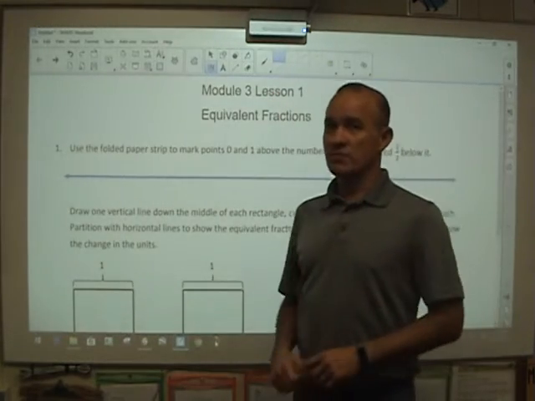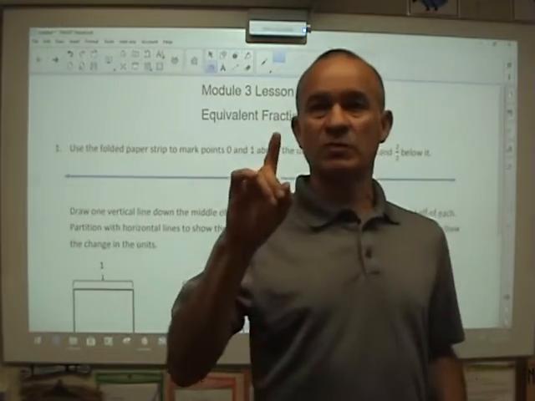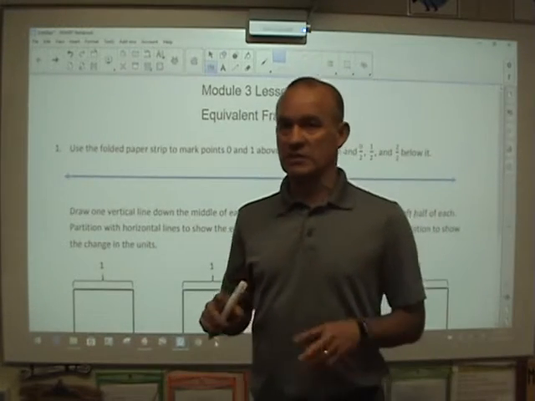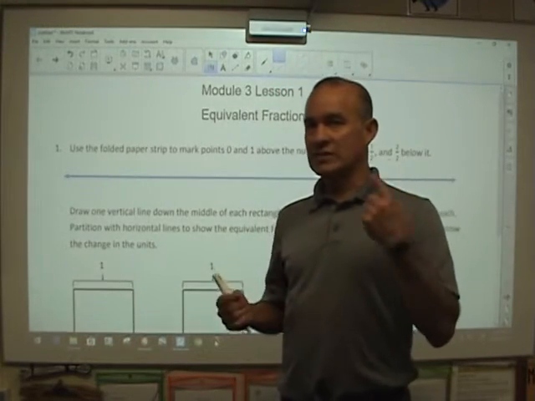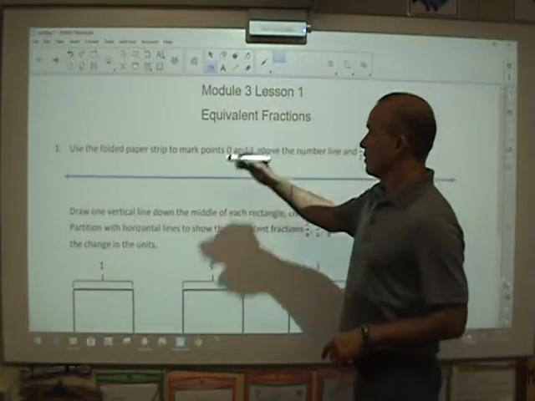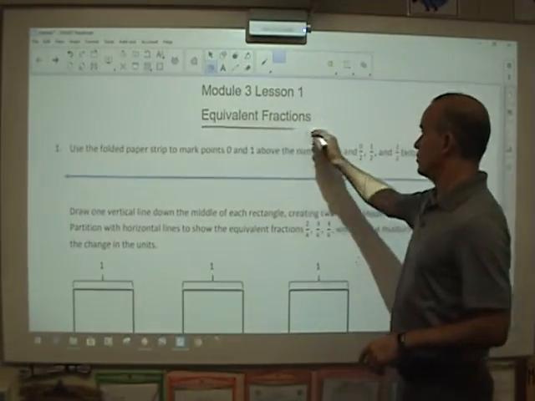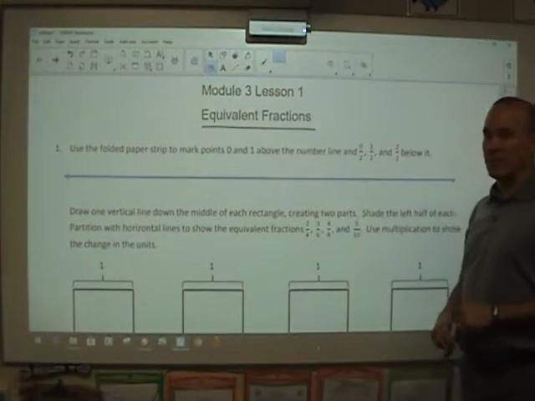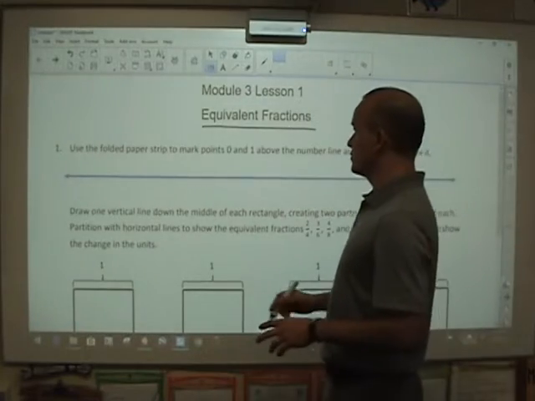We are introducing Module 3, Lesson 1, and Module 3 is about equivalent fractions. So make sure you remember that statement, equivalent fractions. Now let's look at what the instructions say.